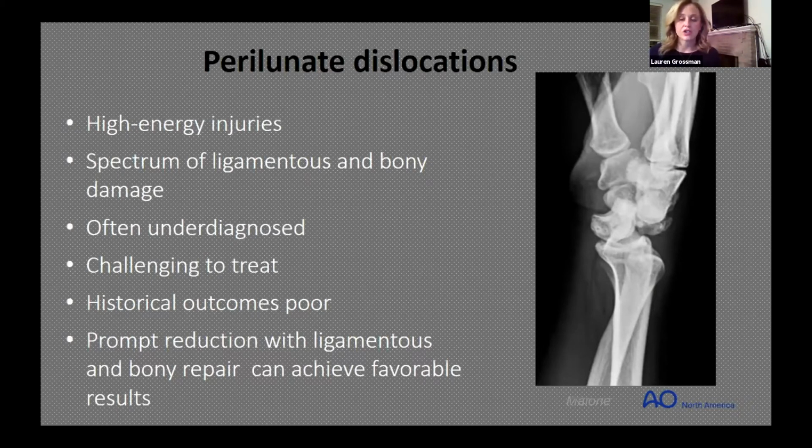They're quite challenging to treat because they have so many different injuries within one injury, meaning multiple ligaments or carpal bone fractures. And the outcomes historically are quite poor because of the injury, fixing the injury, and then the stability of the wrist and gaining the motion, where a lot of times patients end up being quite stiff. What's really important to note is once you see and recognize this injury, a prompt reduction is the most important thing to do. And then as soon as possible, performing the surgery for more favorable results.